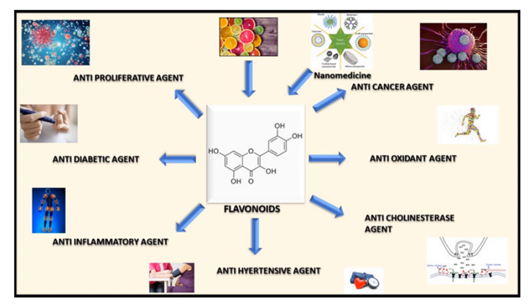In this slide, I am telling about some properties of flavonoids. Flavonoid is an anti-diabetic agent. Flavonoid is nanomedicine. Flavonoid is an anti-cancer agent. Flavonoid is an antioxidant agent. Flavonoid is an anti-inflammatory agent. These are some properties of flavonoids.